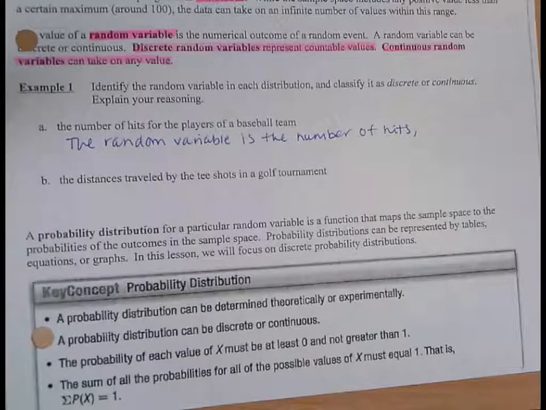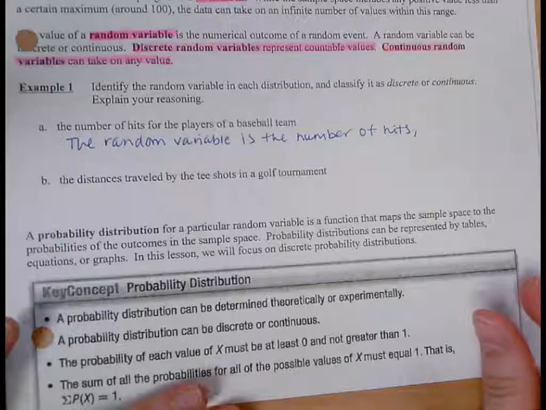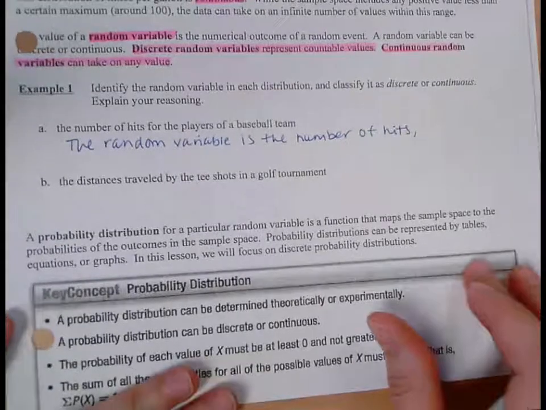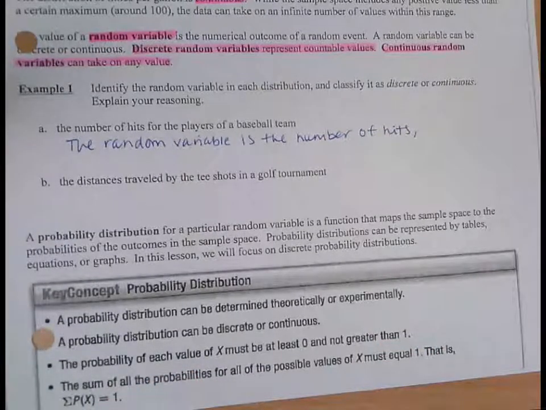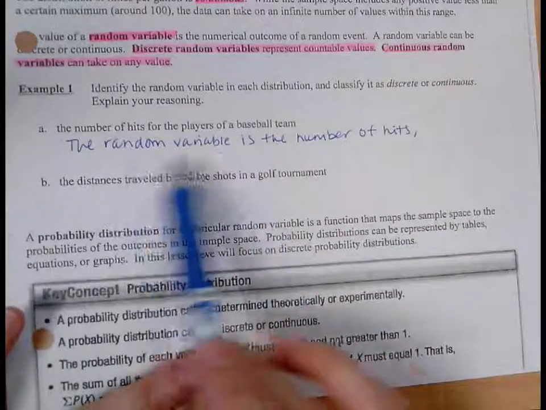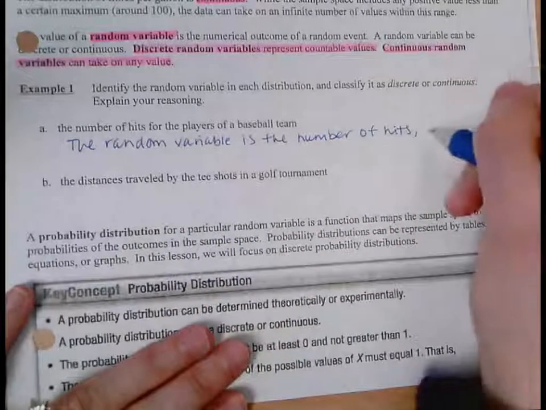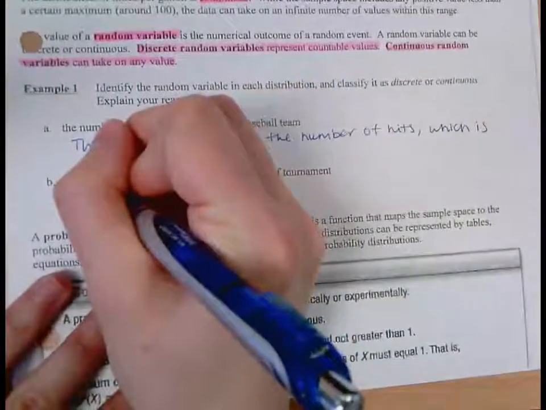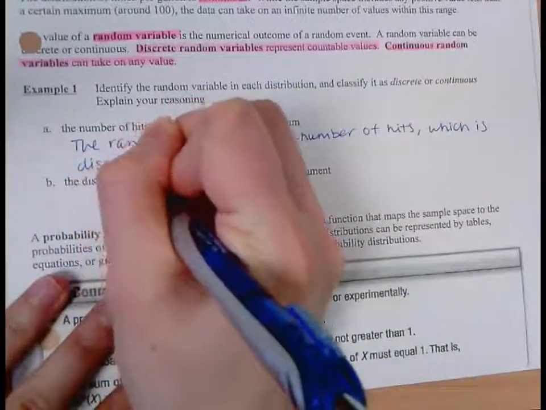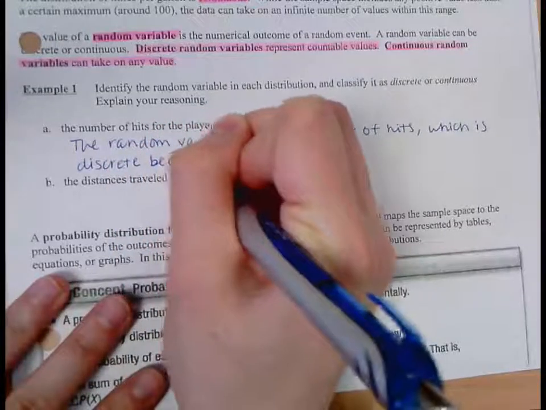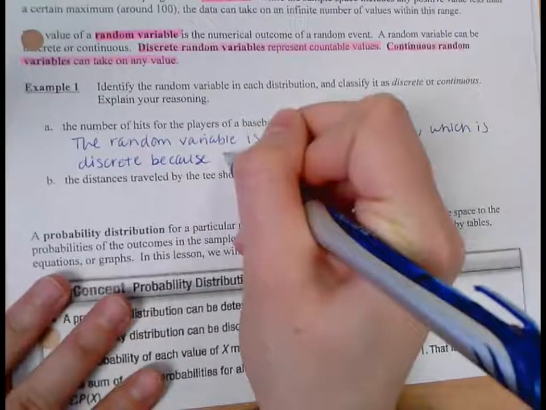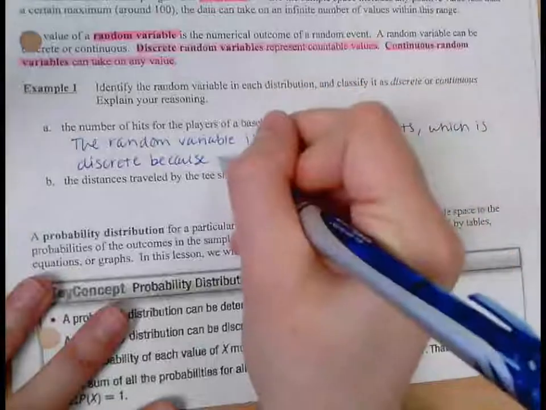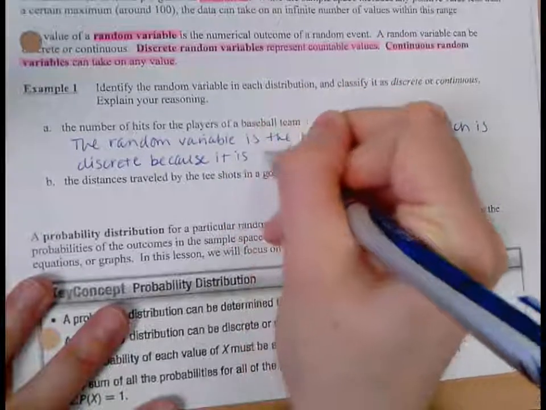I heard somebody say discrete, and why would you say discrete? Yes, so the number of hits would all have to be whole numbers. You're not going to have 2.5 hits, anything like that. So the random variable is the number of hits, which is discrete because, I'll just say because it is countable.